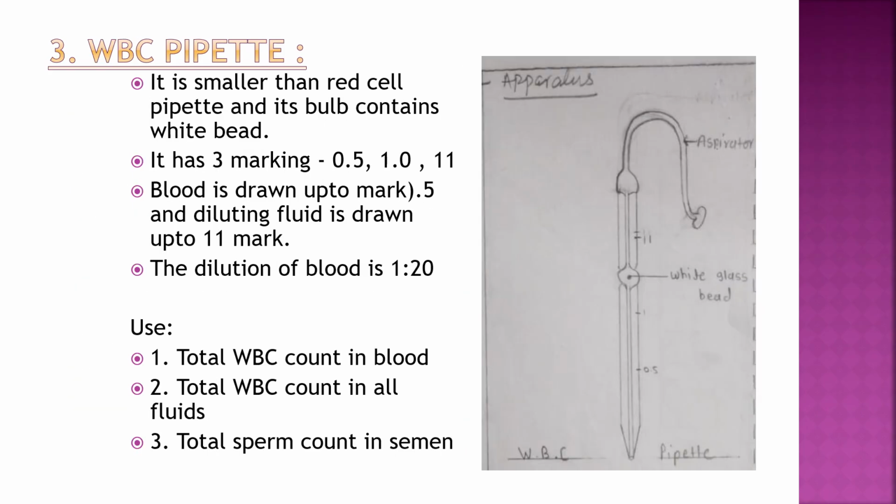Third thing is WBC pipette. It is smaller than RBC pipette, and its bulb is also smaller, which contains white bead. It has three markings: 0.5, 1 and 11. So blood we have to take up to 0.5 marking, and WBC diluting fluid up to 11 marking, so that dilution is 1:20. So uses of the WBC pipette are to count total WBC in blood, to count total WBC in all body fluids like CSF, peritoneal fluid, pleural fluid, pericardial fluid, synovial fluid, and also total sperm count in semen.